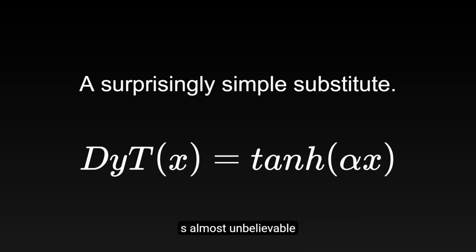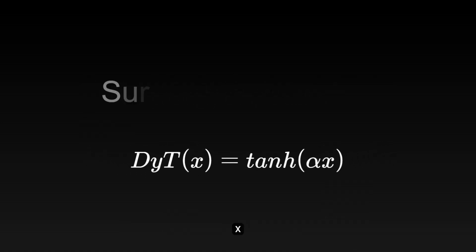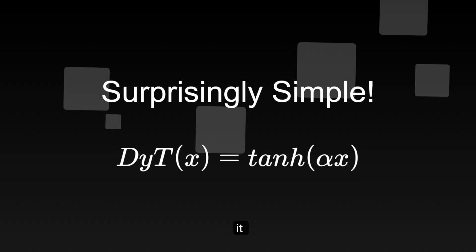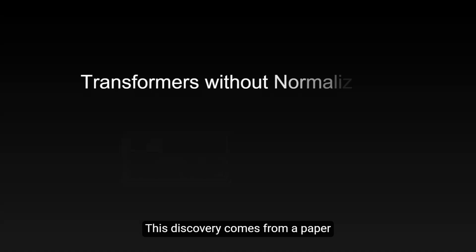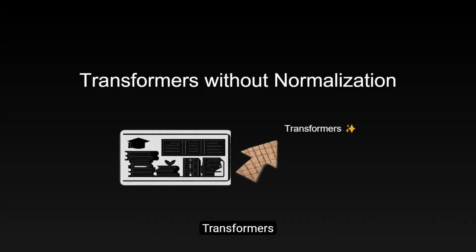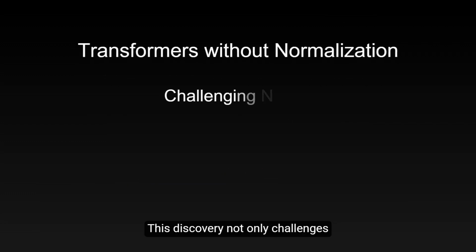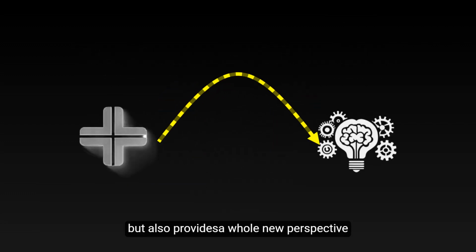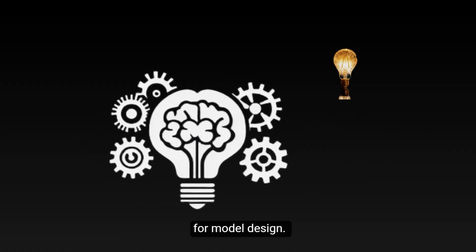simple it's almost unbelievable. DyT(x) = tanh(αx). That's right, it's that simple. This discovery comes from a paper titled Transformers Without Normalization. This discovery not only challenges traditional perceptions in deep learning, but also provides a whole new perspective for model design.